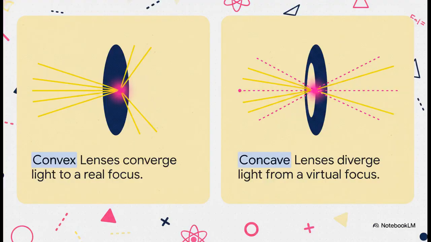Let's just directly contrast these behaviors for a second to really lock this into your memory for problem solving. Convex lenses, they converge light to a real focus. Concave lenses, they diverge light from a virtual focus. Do whatever it takes to commit this dynamic duo to memory because you are constantly going to need to distinguish between them when you're grinding through the thin lens formula.